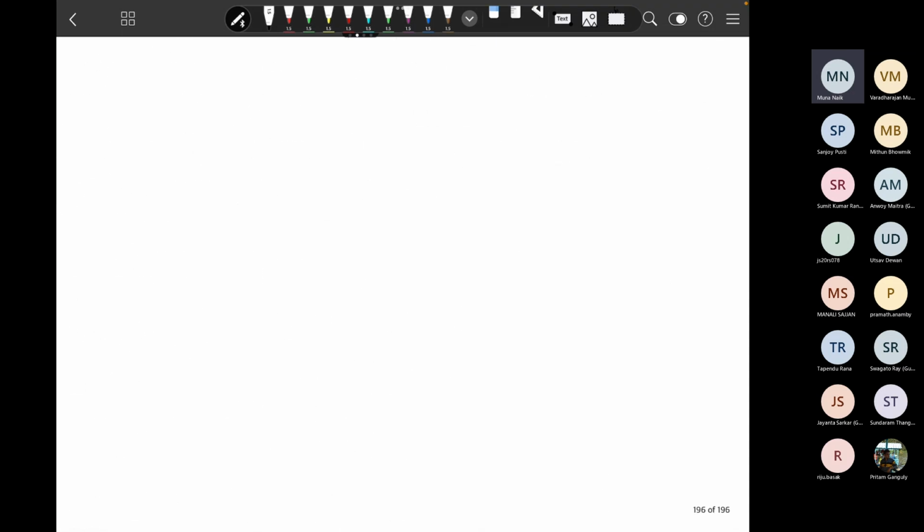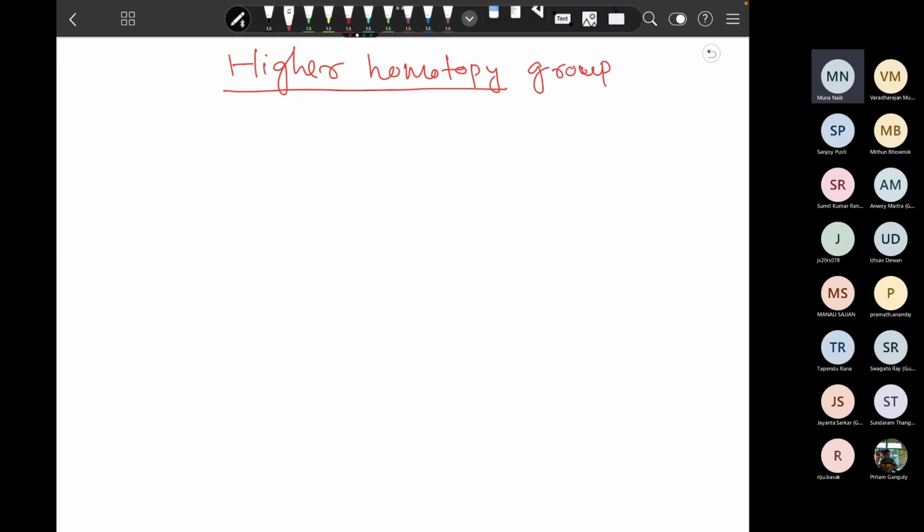Now we want to discuss something called higher homotopy groups. We will borrow some results from algebraic topology from time to time. So let X be a path connected topological space.